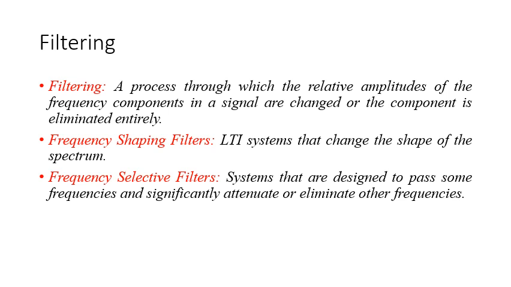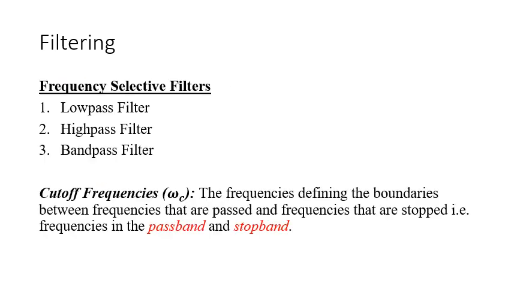These filters are basically classified into three categories, namely low pass filter, high pass filter, and band pass filter, and one more category can be the band stop filter. Here the important thing is the cutoff frequency. Cutoff frequencies are basically the boundaries between the frequencies that are allowed to pass and the frequencies that are stopped.